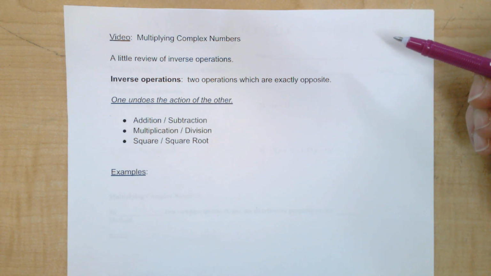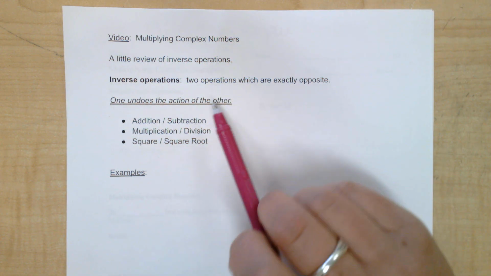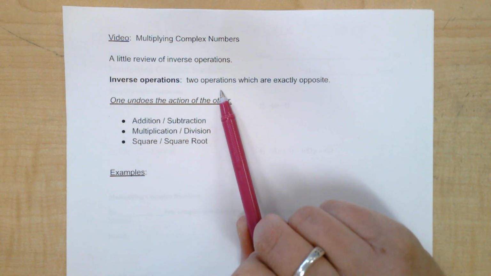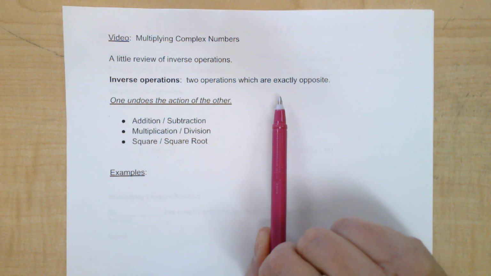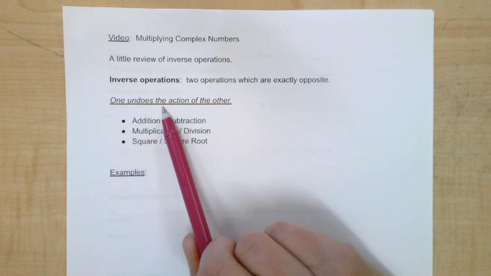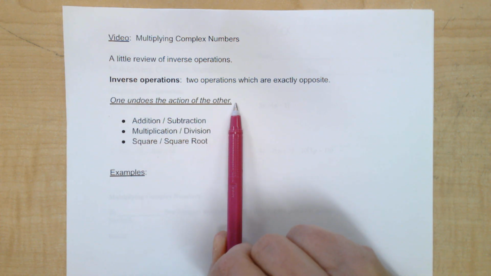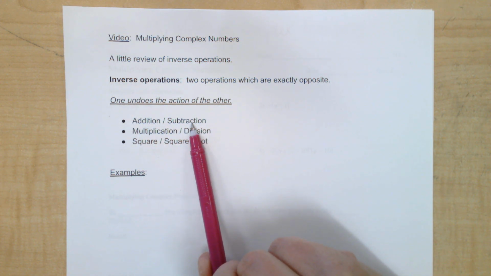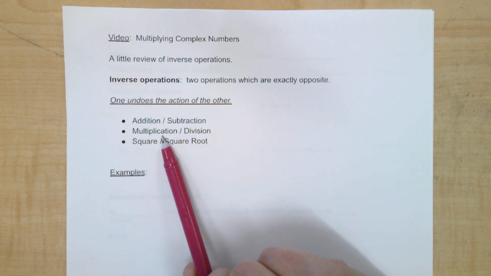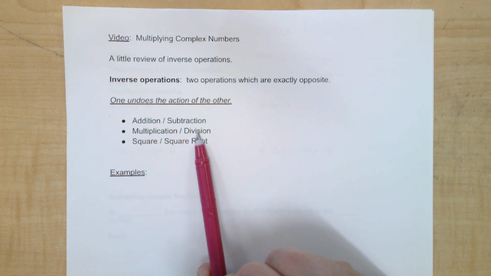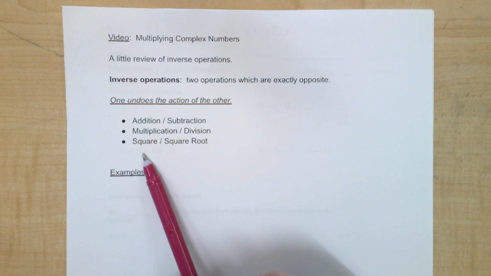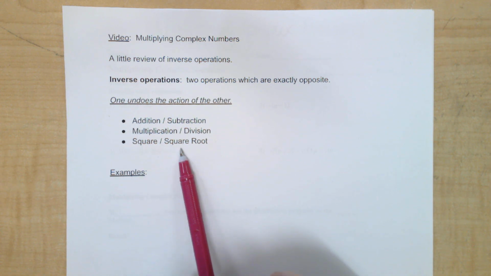First, a little review of inverse operations. The definition: inverse operations are two operations which are exactly opposite. That means one undoes the action of the other. We know addition and subtraction are exactly opposite operations. Addition and subtraction undo one another. So do multiplication and division. The third one, taking the square and then taking the square root, are also inverse operations.